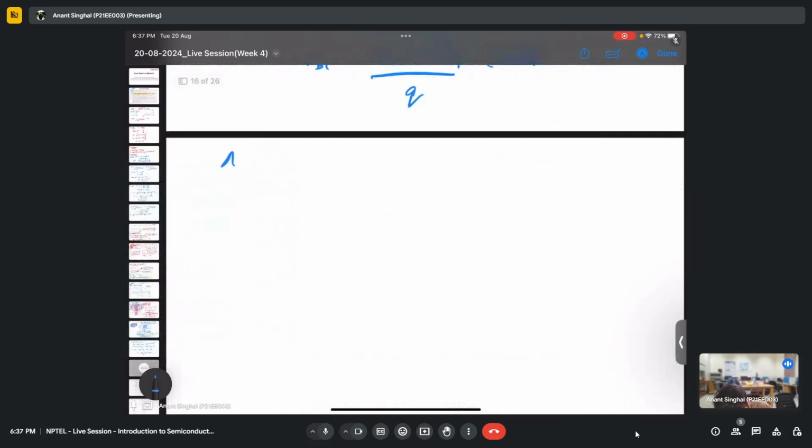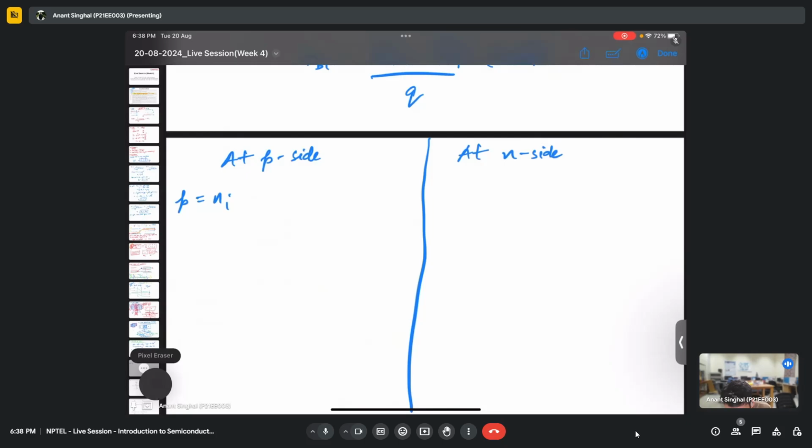So I'm doing the analysis together for the P side and the N side. I hope everyone knows that for P-type semiconductor we have p equals ni exponential of (Ei minus Ef) over kT, and for N-type semiconductor we have n equals ni exponential of (Ef minus Ei) over kT. This is what we have already read for single semiconductors in the previous lecture. Is there any doubt in this?